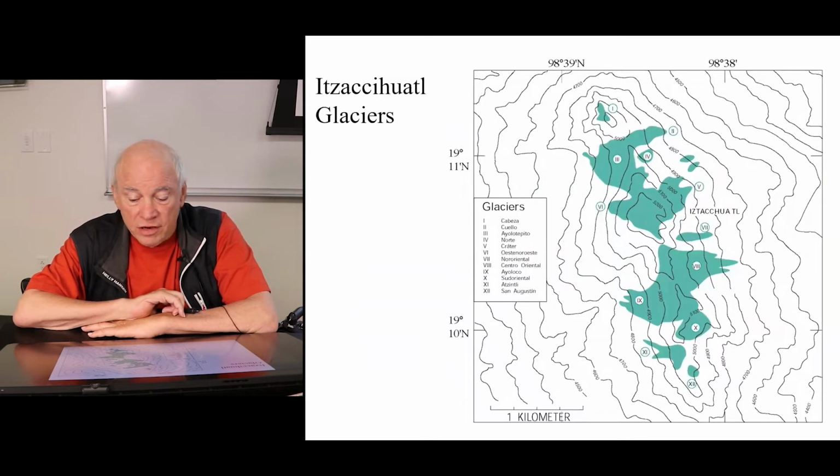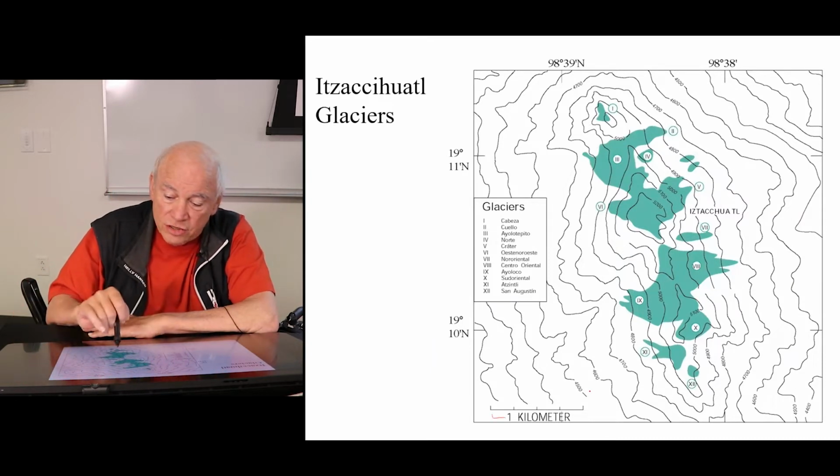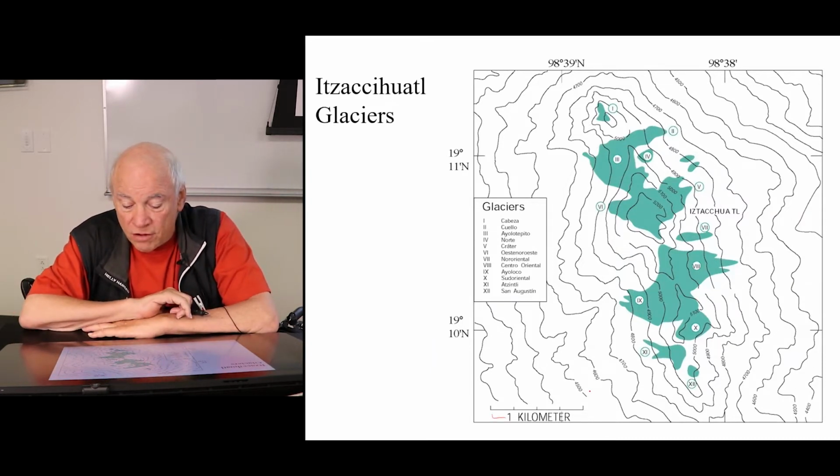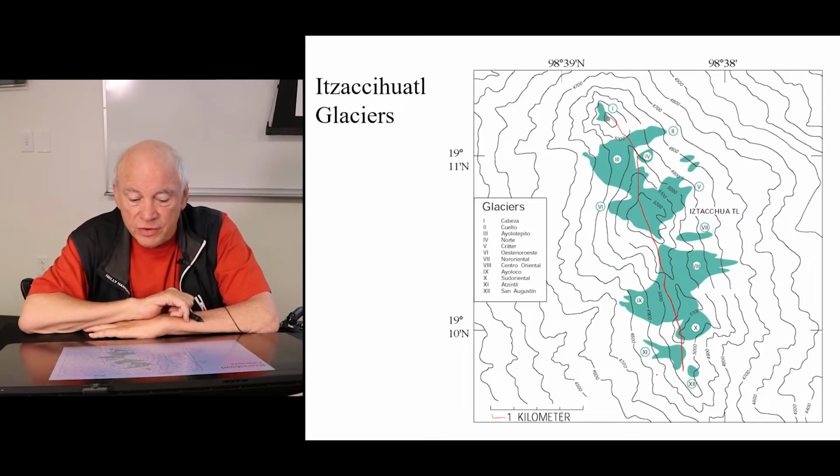And these are the glaciers that are on Iztaccíhuatl. So that's a kilometer. So you can see these are all pretty small. They're near the summit region. This is a big ridge that comes down here. And they're on either side of this ridge.